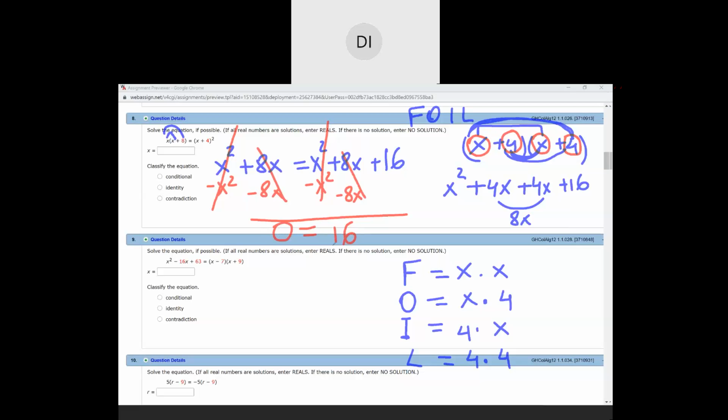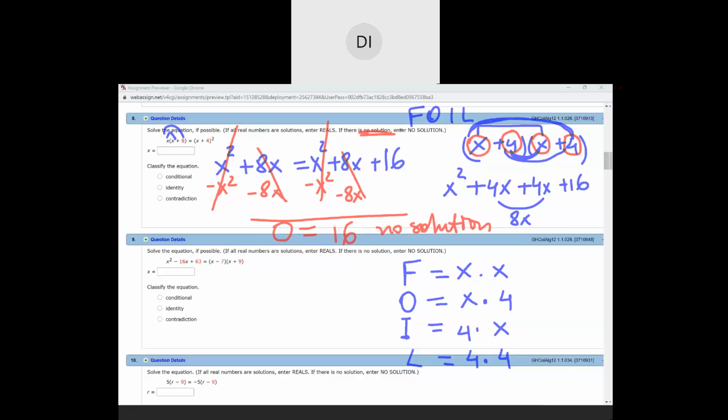The equation becomes 0 equals 16. Is 0 equals 16 true? No, this is not true. So that means the equation has no solution. The statement 0 equals 16 is not true, so you have no solution.